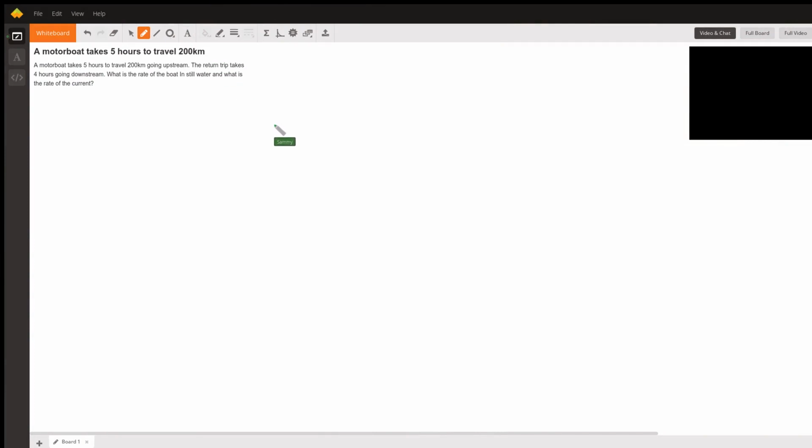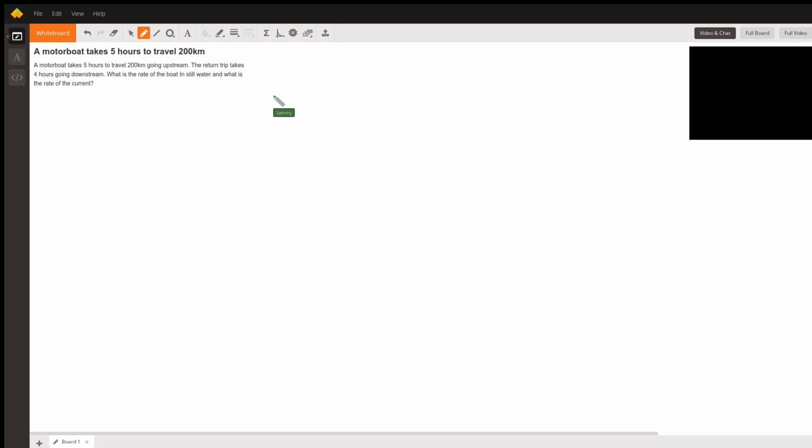I have a question about a motorboat traveling in upstream and downstream water. The question is, a motorboat takes 5 hours to travel 200 kilometers going upstream. The return trip takes 4 hours going downstream. What is the rate of the boat in still water, and what is the rate of the current?